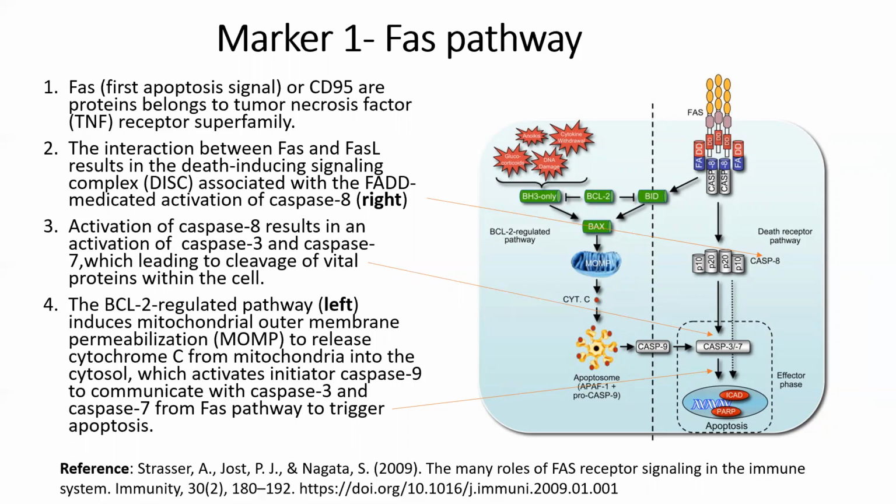So you can see on the left, we have a different mechanism, the BCL2 regulated pathway, which induces mitochondrial outer membrane permeabilization, MOMP, to release cytochrome C from the mitochondria into the cytosol and initiate caspase 9, and it communicates with caspase 3 and caspase 7 from the FAS pathway on the right side. Together, they trigger apoptosis. I put the reference to the article at the bottom.